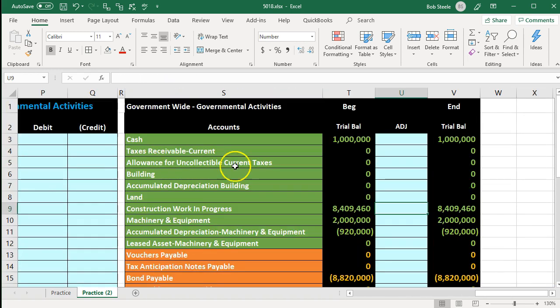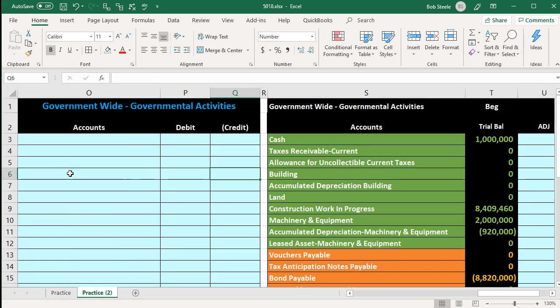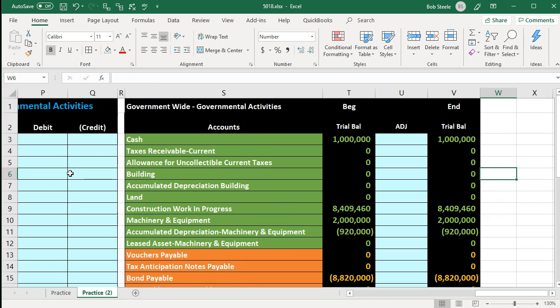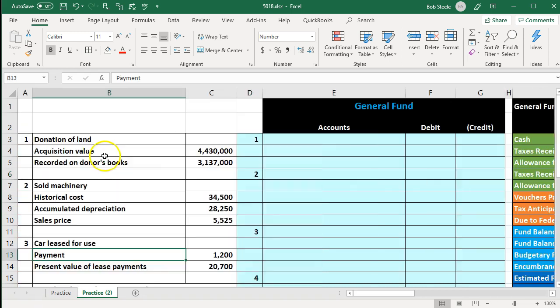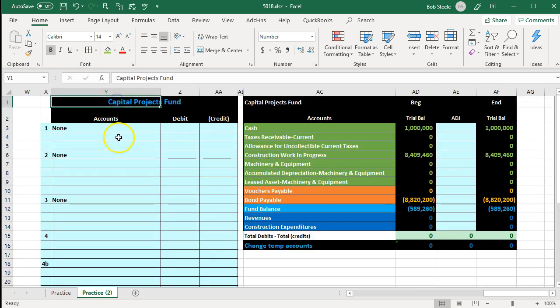Then we're going to do the same kind of process for the government-wide type of activities, recording the transaction and then posting them to something that has a beginning balance, adjustments, and then the ending balance so that we can see how these accounts are behaving. Same thing for the capital projects funds. We're going to have where the journal entries will be entered and then the worksheet, so we post those and see how those accounts will behave.